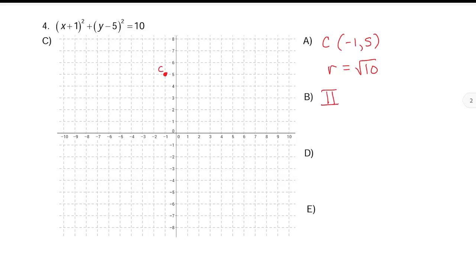The radius is the square root of 10. That is just above the square root of 9. And we know the square root of 9 is 3. So I'm going to go up 3 and then a little bit past that. So go a little bit past 3 units away from the center.